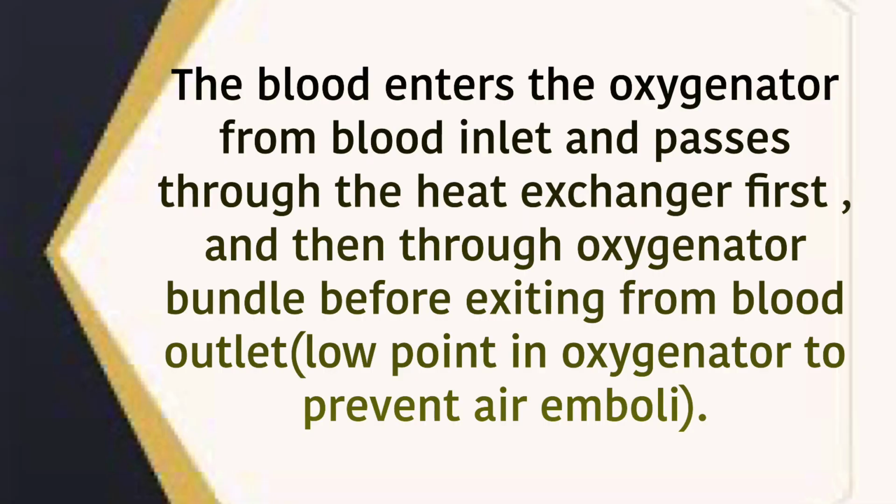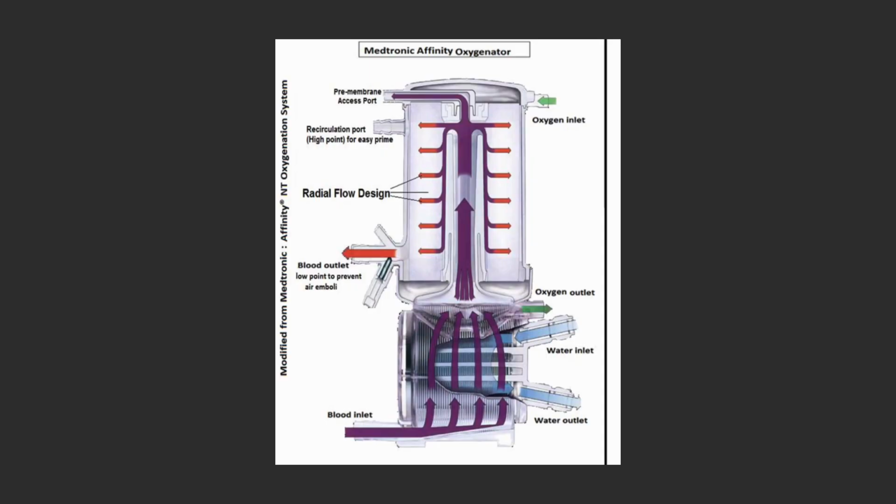The blood enters the oxygenator from the blood inlet and passes through the heat exchanger first and then through the oxygenator before exiting from the blood outlet at the low point of the oxygenator to prevent air emboli. In general, blood flow is as shown in this figure.